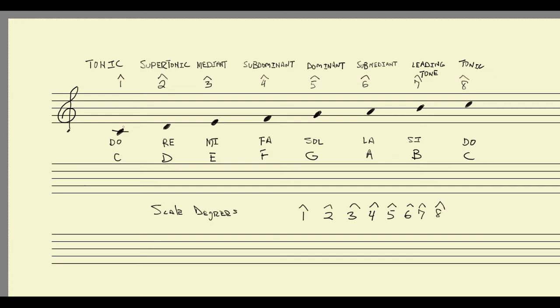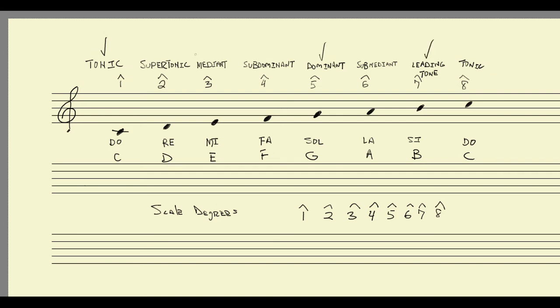There are three of these names that I would like you to know, because we're going to use them a lot, and they're going to be useful to you not just in this class, but in your theory career after this. So the first is the tonic, scale degree 1, definitely know that. The second is the dominant, scale degree 5. And then the third is the leading tone, scale degree 7.